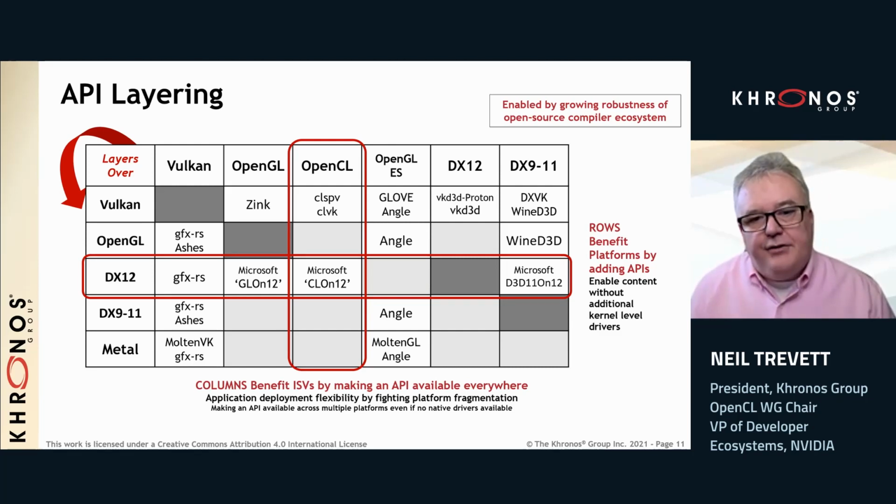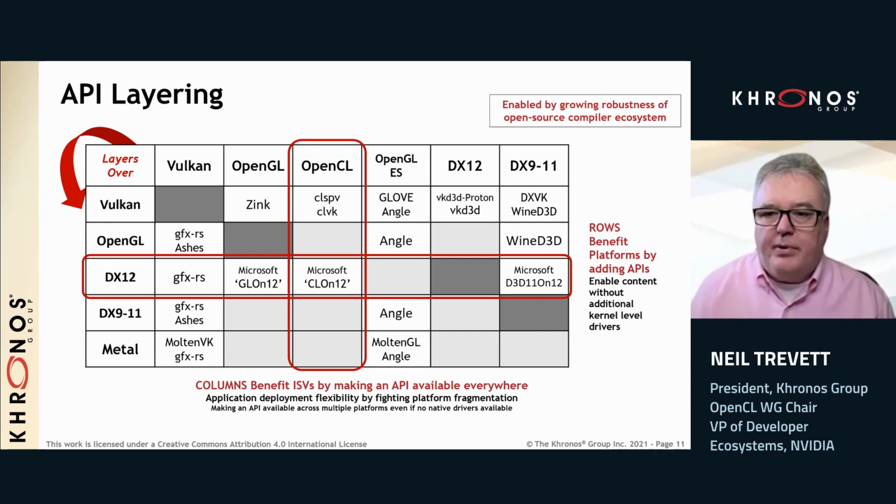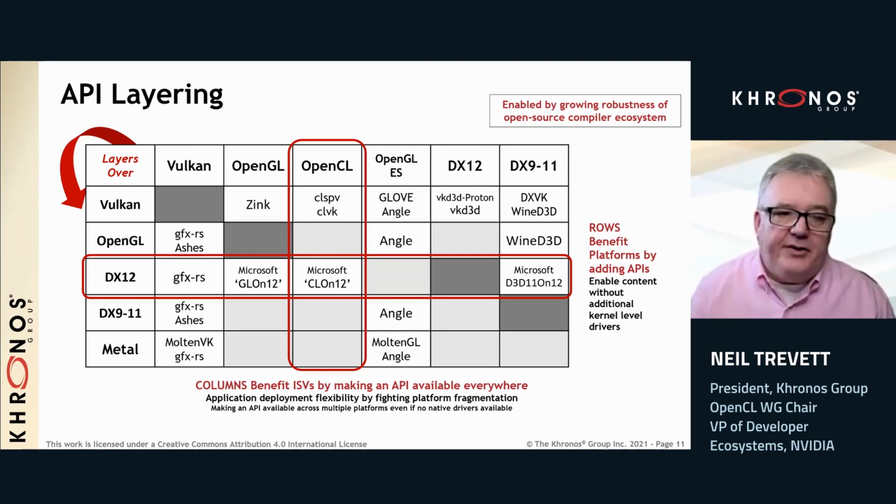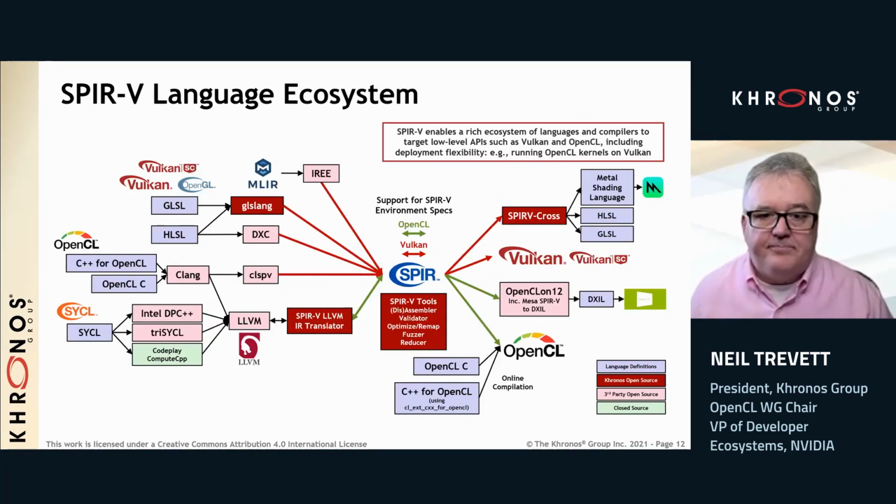The industry trend of layering APIs over other APIs through the cross-compilation of shading languages continues to grow. For developers, a layered API can enable their application to run on platforms that don't support that API natively, reducing platform fragmentation. Layered APIs can also be invaluable to platform vendors to enable additional content on their platform without incurring the support load of an additional kernel-level driver.